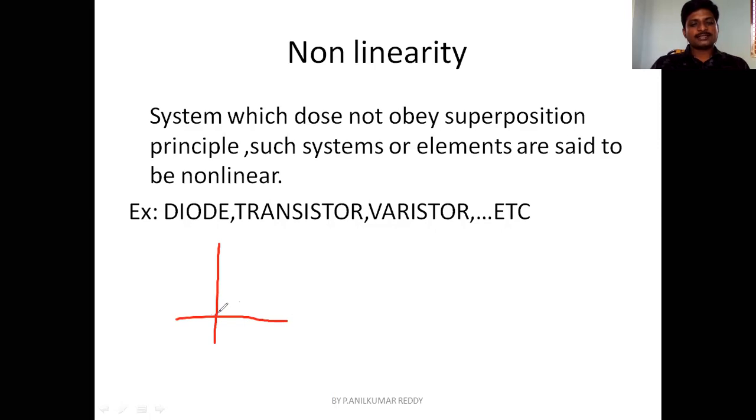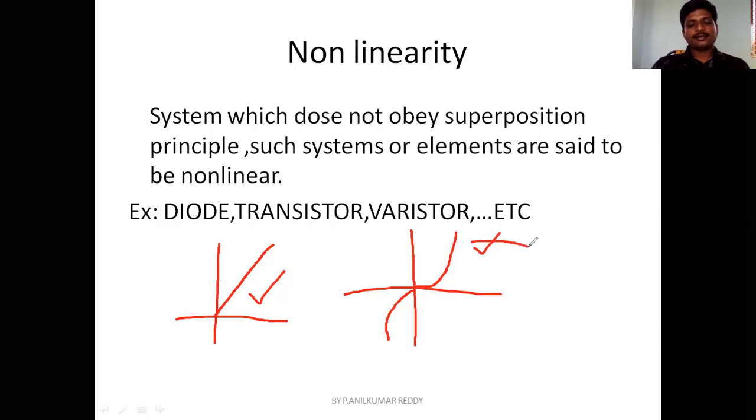Suppose you take a resistor, then it will have linear characteristics like this, a straight line passing through the origin. Then we can say that that element is a linear element. But if you take a diode and draw the VI characteristic of a diode, then it will have characteristics like this. So this is a linear characteristic and this is not a linear characteristic. That is the difference.